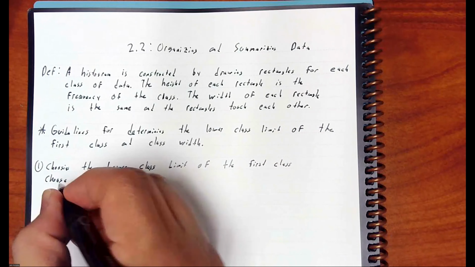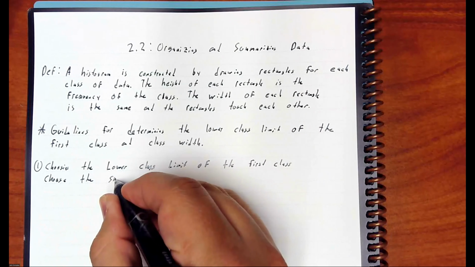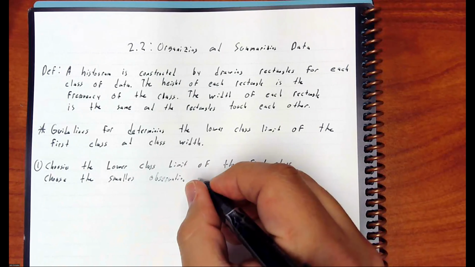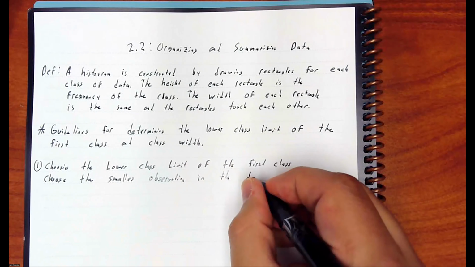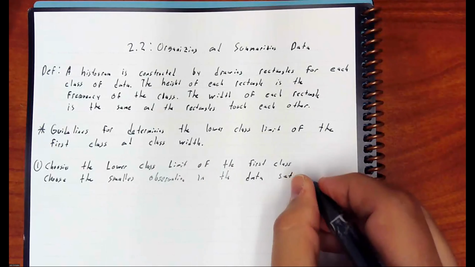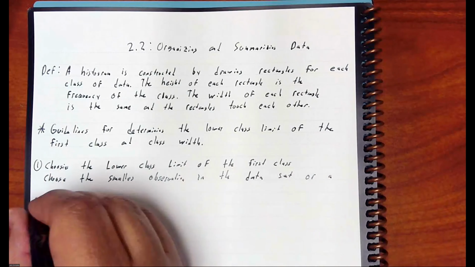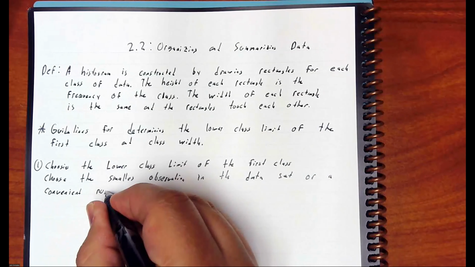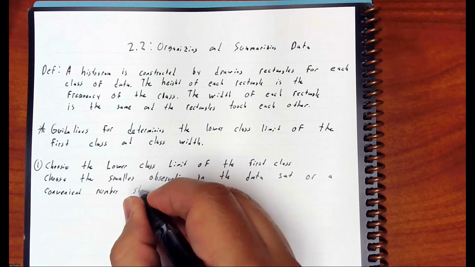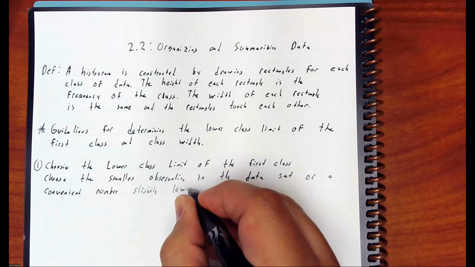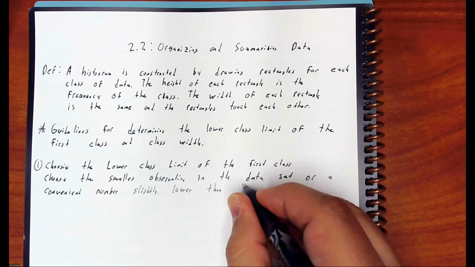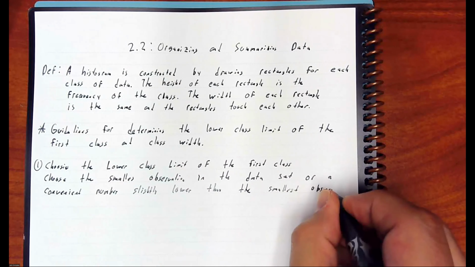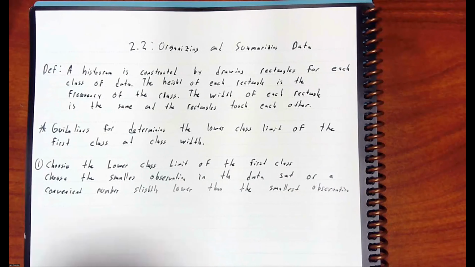So choose the smallest observation in the data set, or a convenient number slightly lower than the smallest observation in the data set.